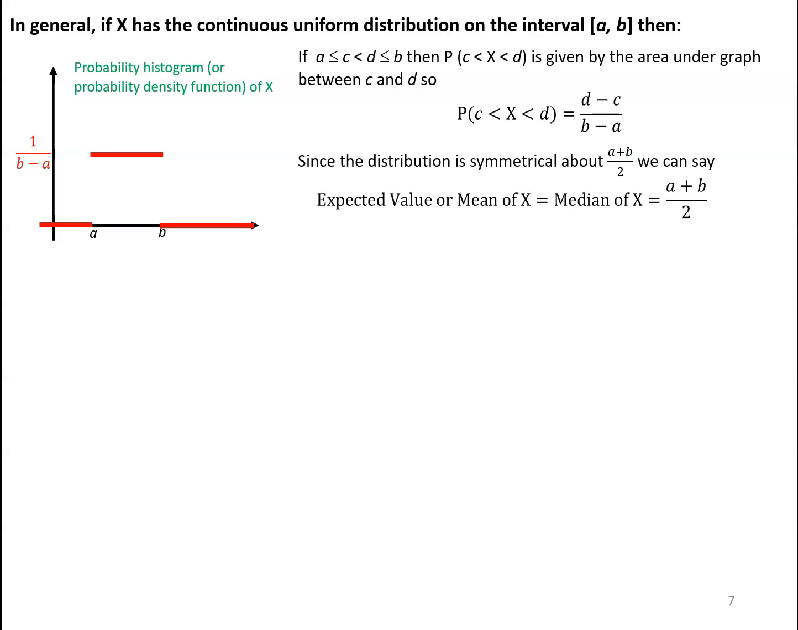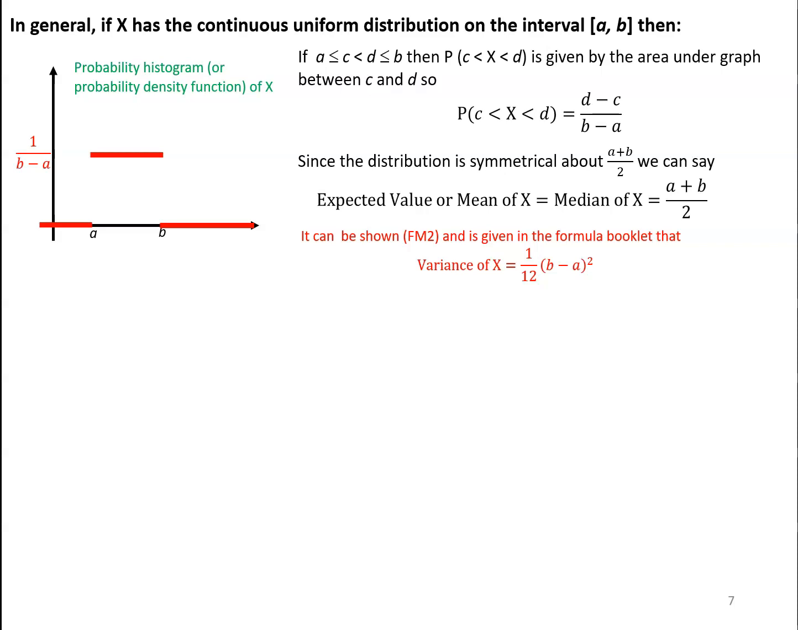Since the distribution is symmetrical about (a + b)/2, we can say the expected value, or the mean of x, which is going to be the same as the median of x, is going to be equal to (a + b)/2. It can be shown, although only those of you who go on and do Further Maths Unit 2 will see the justification of this, that the variance for the continuous uniform distribution is given by the formula 1/12 of (b − a) all squared.